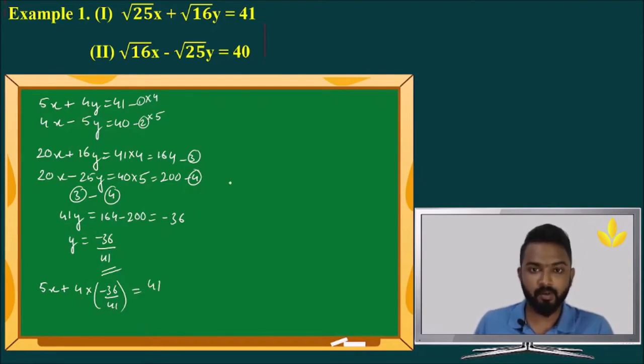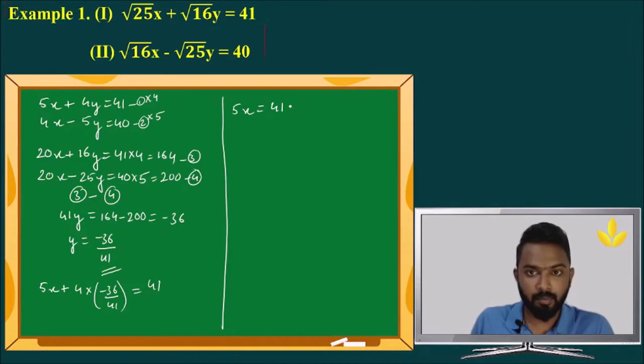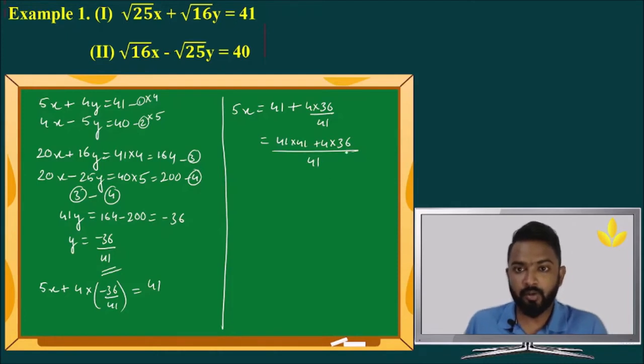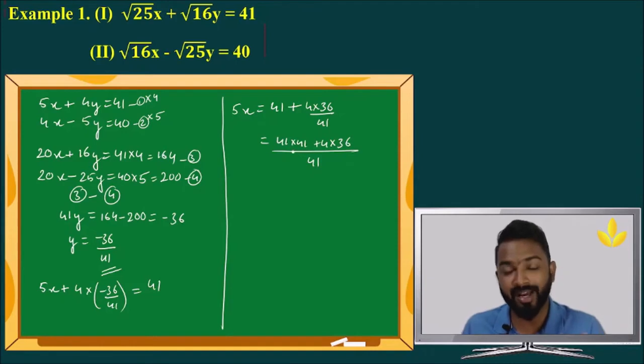Only x is remaining over here. Let's solve this. We have 5x equals 41 plus 4 into 36 divided by 41. Why plus? Because this minus comes over here and becomes plus. Let's solve this. We have 41 into 41 plus 4 into 36 divided by 41. Now, when you look at this, you don't really have to solve this. Okay, let's see how we can solve this without actually solving this.